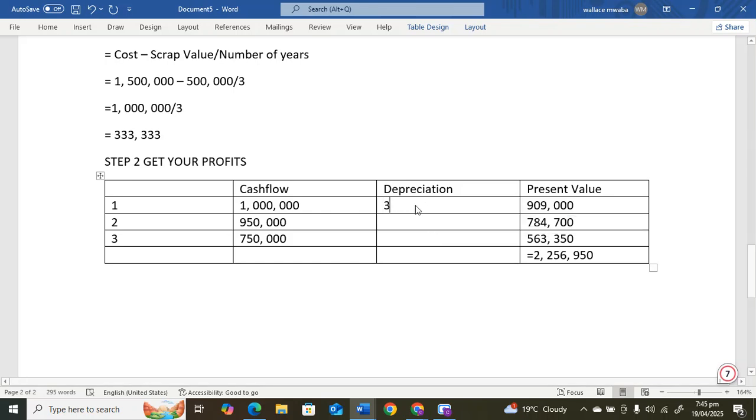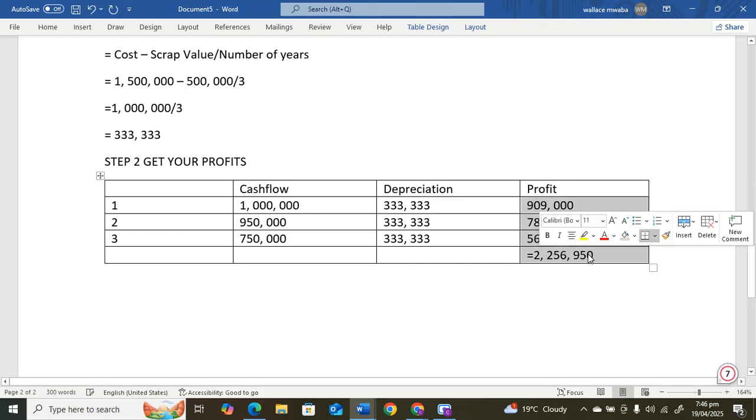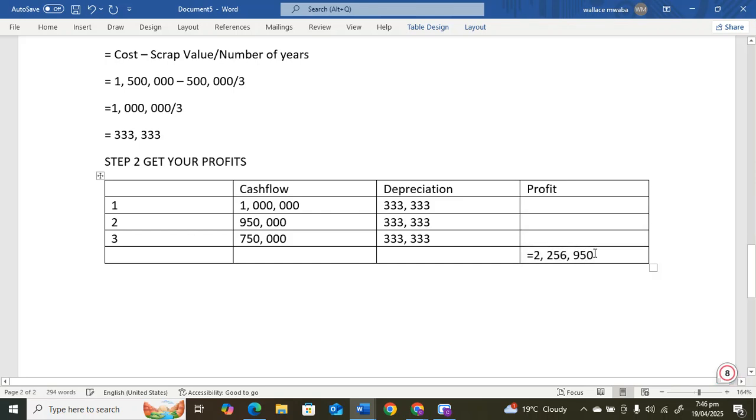So all these cash flows, we're going to subtract them by 333,000, so that we get cash flow minus depreciation to give us our profit. So 1 million minus 333, 950,000 minus 333.